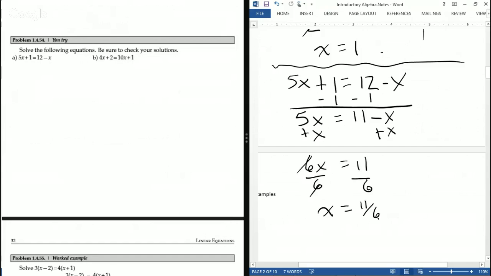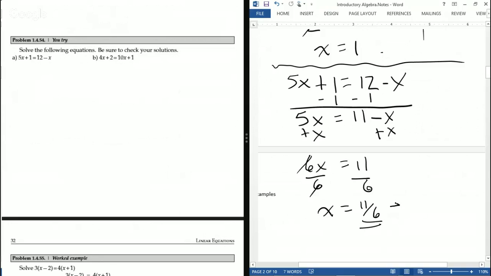Now, when I divide both sides by 6, I'm left with 11 over 6. That is fine. That is the answer. I don't have to convert it into a mixed number. Usually, improper fractions are fine as long as they're reduced. And obviously, I cannot reduce this fraction. 11 is prime, and 6 isn't a multiple of 11 or anything of that sort, and so I cannot reduce.